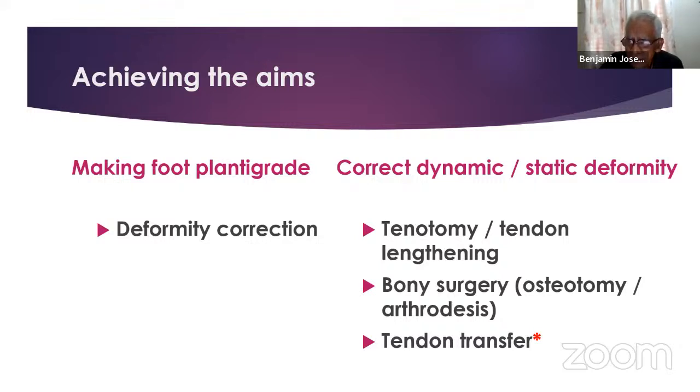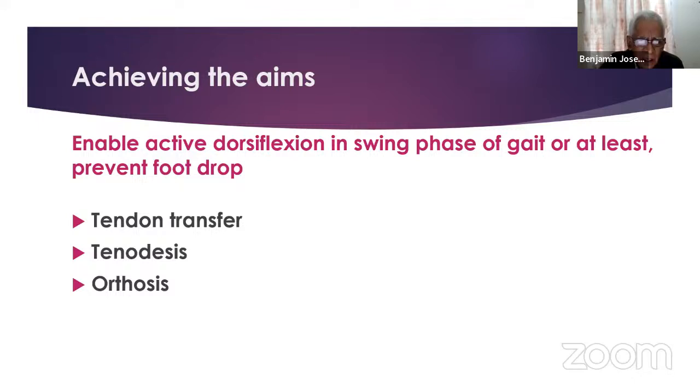So there's a subtle difference between a static and a dynamic deformity, and you must understand. How do you enable active dorsiflexion in the swing phase of gait? The tendon transfer, if it is successful, you might be able to achieve active dorsiflexion, which was lost in the paralytic process. The next best is you may achieve a tenodesis effect without actually actively dorsiflexing the ankle, in which case the foot will not drop, but it will not dorsiflex during the swing.